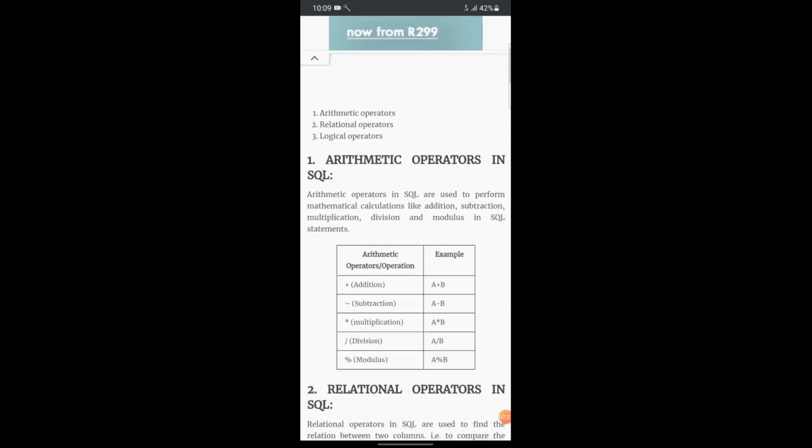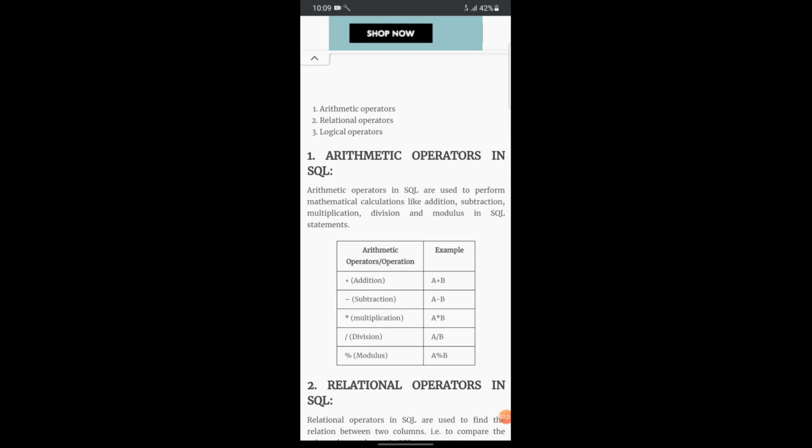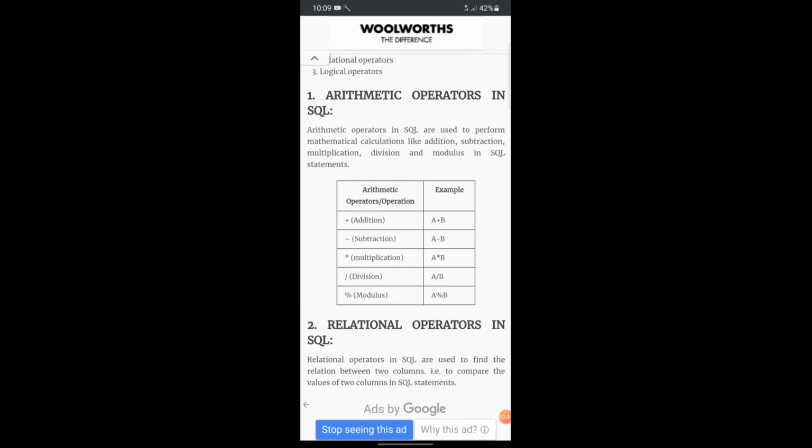So here it is. First type is the arithmetic operators in SQL. So what are arithmetic operators? Arithmetic operators in SQL are used to perform mathematical calculations like addition that I have told you just now. So there are basically 5 types of arithmetic operators present in SQL. First one is the addition.